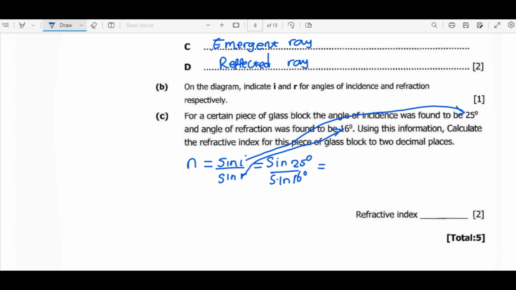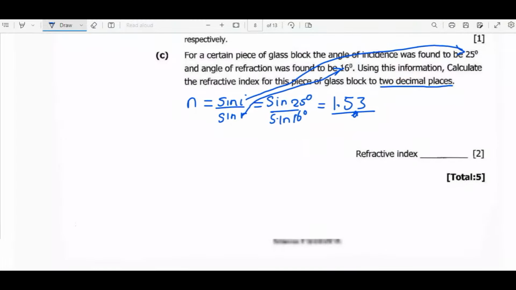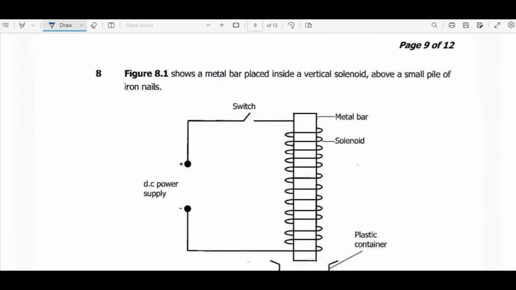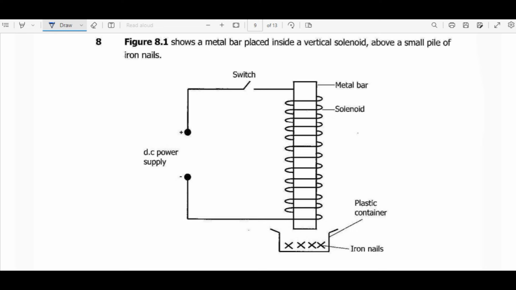So with sine 25 divided by sine 16, I'm getting 1.53. So just say 1.53, since we are taught to do decimal places, so we need 2 numbers after the decimal place. Question 8. Figure 8.1 shows a metal plate inside a vertical solenoid above a small piece of nails.